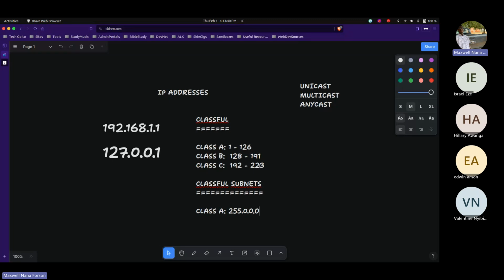What I mean by the host and the network is that when we talk about the IP address, there's a portion for the host and a portion for the network. Like your phone number, there's a portion that belongs to the telecommunication and one that belongs to yourself. The one that belongs to the telecommunication is for the network, and the one that belongs to you is for the host.